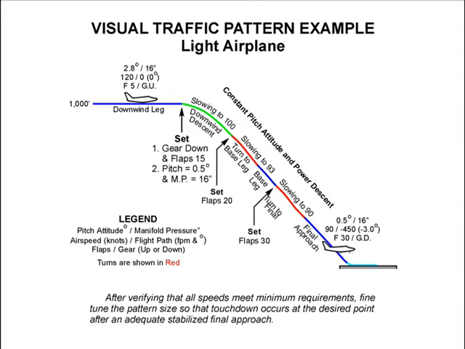After verifying that all speeds meet minimum requirements, multiple patterns are flown in a no-wind condition until fine-tuning the pattern size results in a touchdown occurring at the desired point after an adequately long stabilized final approach.